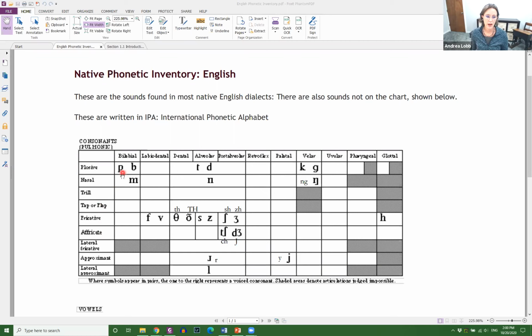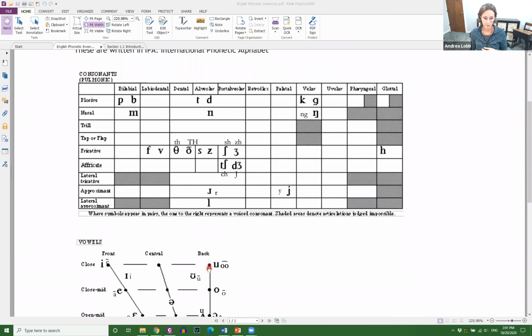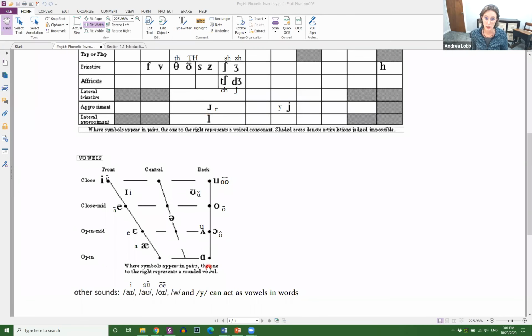So in English, we have p and b, t and d, k and g, m, n, ng, f, v, s, z, sh, zh, ch, j, y, and w as our consonants. What's tricky is when we start talking about vowels. This is what's called a vowel quadrilateral.